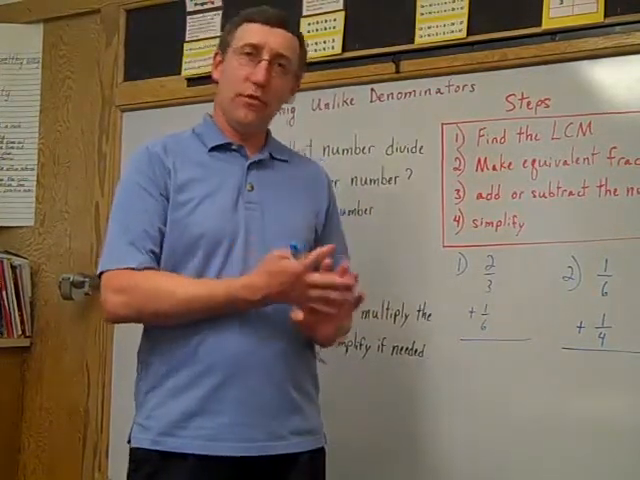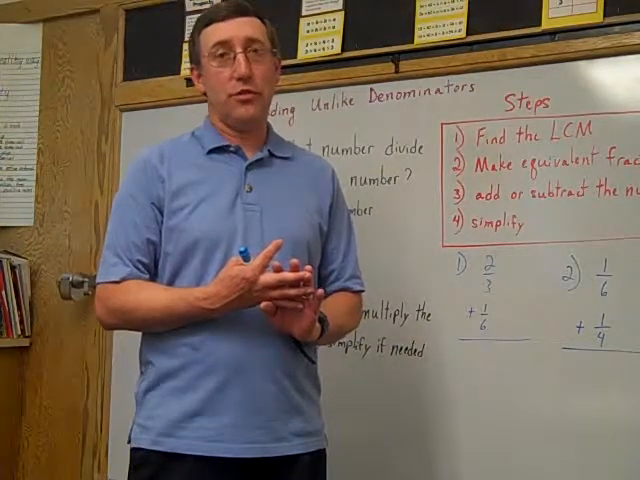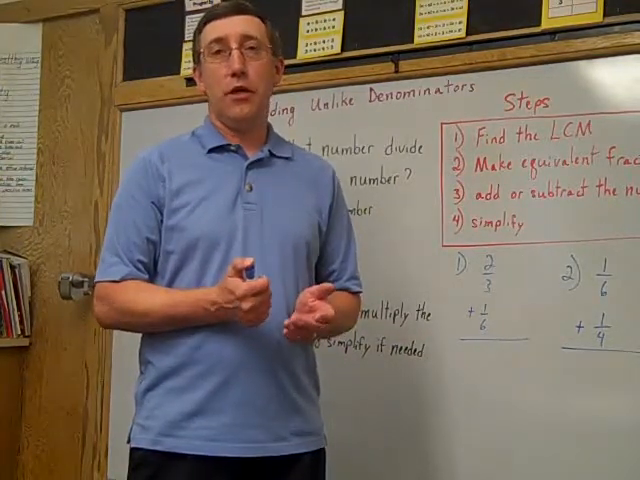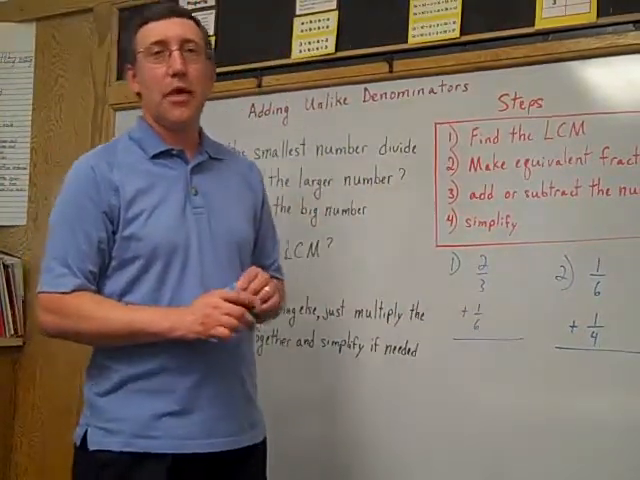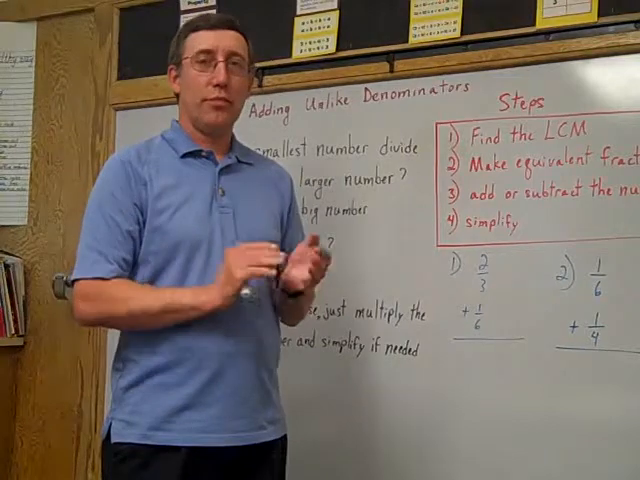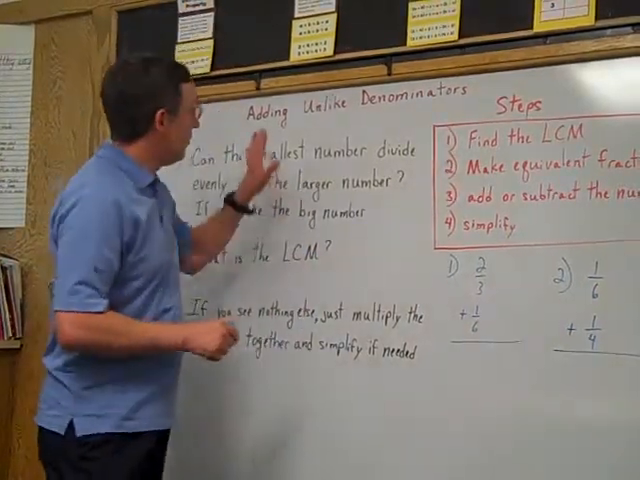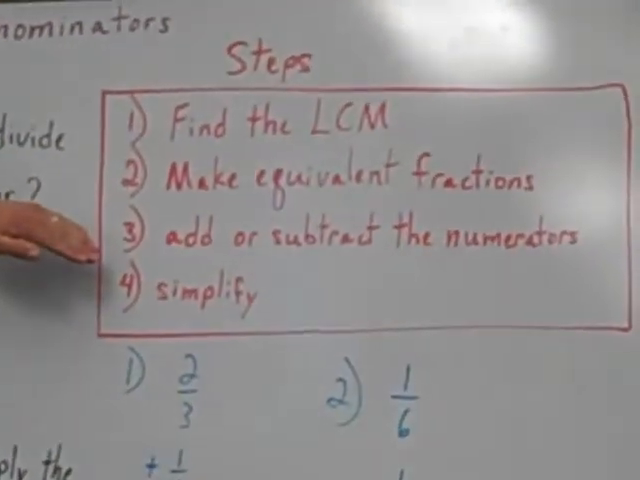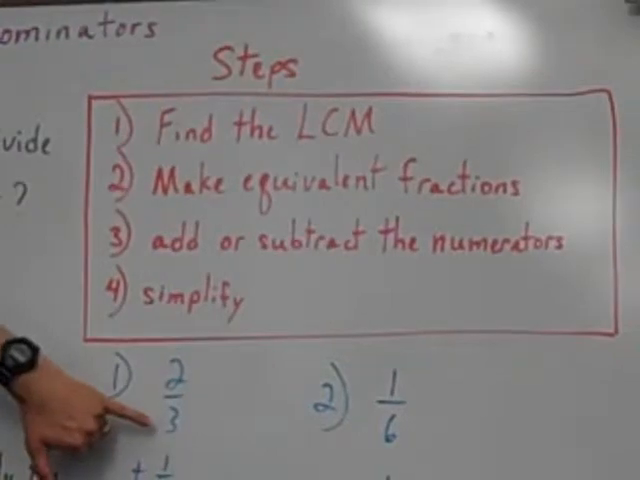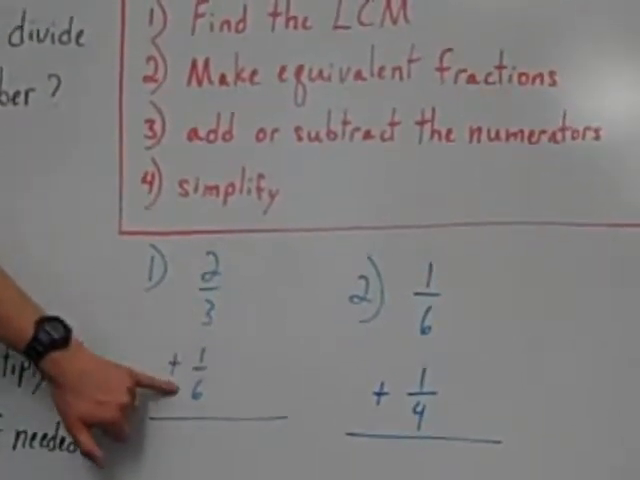Before this video, you should have done a video on simplifying fractions and also finding the LCM, or least common multiple. I'll talk about those a little bit today, but today's lesson will basically be adding unlike denominators. So there are some steps you need to do when adding unlike denominators. By unlike denominators, I mean the bottom number here is not the same.